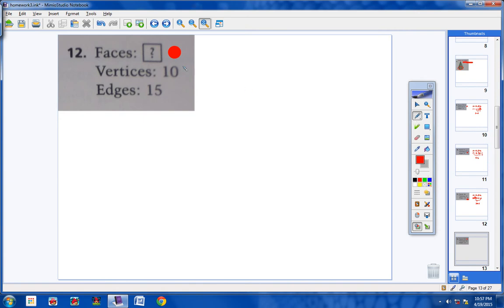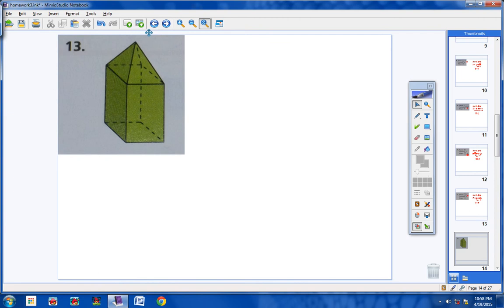Number 12. Where the F is, I'm going to leave it F. Where the V is, I'll substitute 10. Where the E is, I'll substitute 15. Well, students, 15 plus 2 is 17. Bring your 10 over and make it a negative 10. And F equals 7. Pretty simple, okay, students? All right, moving on to numbers 13 through 16.